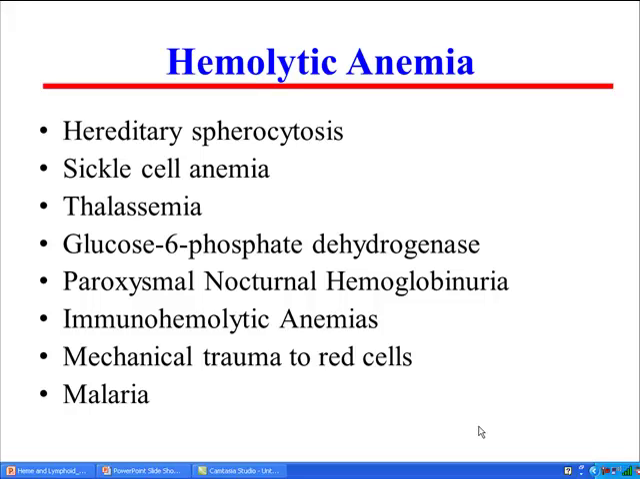Okay, another category of anemia is hemolytic anemia. Normally red blood cells have a lifespan of about 120 days, but in hemolytic anemia there is an accelerated destruction of red blood cells, and this destruction can stem from either intrinsic red cell defects, which are usually inherited, or from extrinsic factors, which are usually acquired. Here is a list of these hemolytic anemia disorders. We'll go through each one of them and talk about them in a little bit more detail.